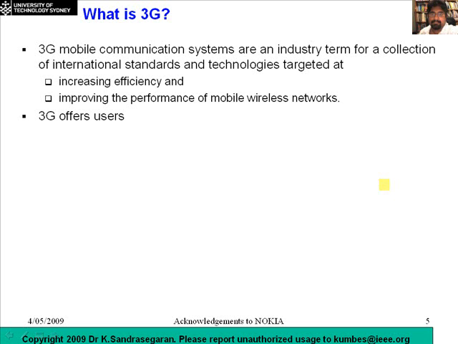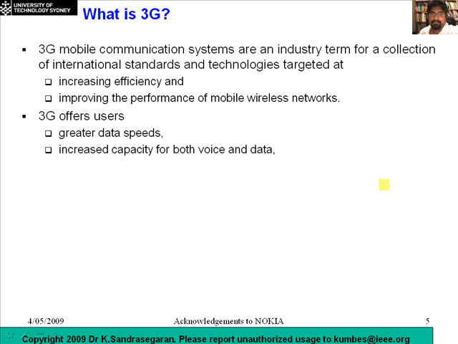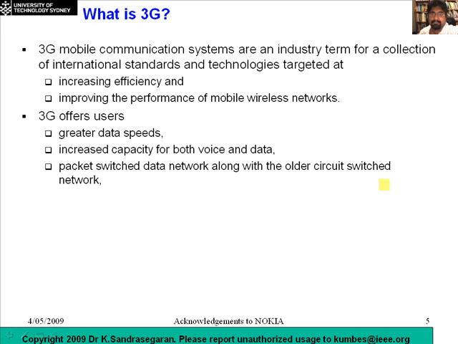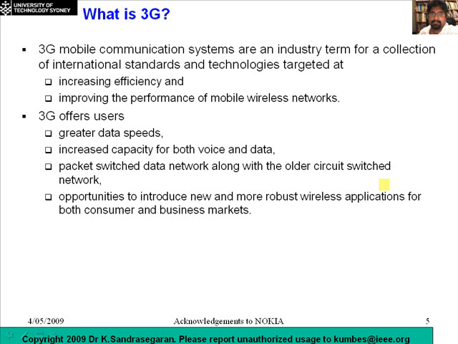And in terms of 3G, what sort of things will users get out of it? Well, users are going to definitely get greater data speeds. They will be able to have higher capacity for both data as well as voice. And you see the coexistence of both packet switching as well as circuit switching in 3G technologies. Now, the fact that these technologies coexist, and the fact that we are going to have higher data rates, will mean that we can have new applications come into the market, applications which found it difficult to get into the market because of the limitations of the air interface in 2G systems.